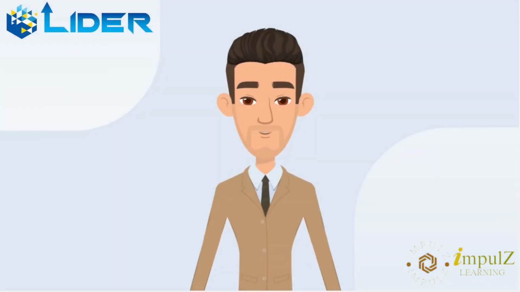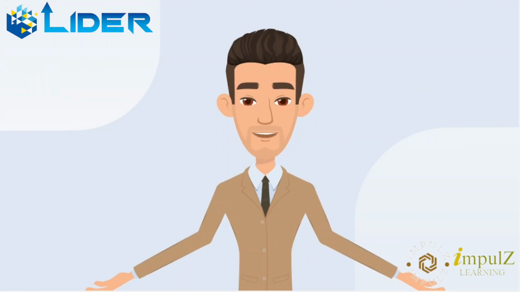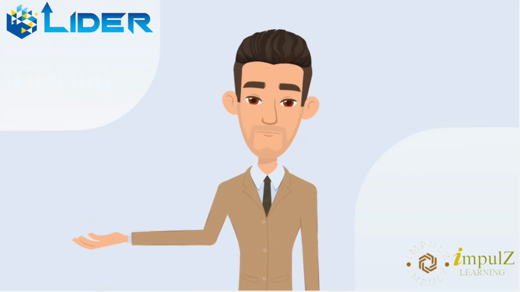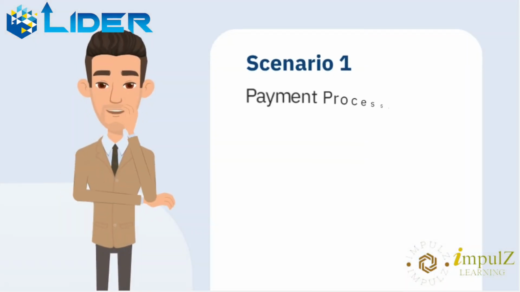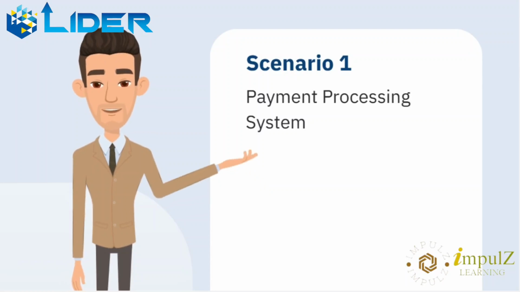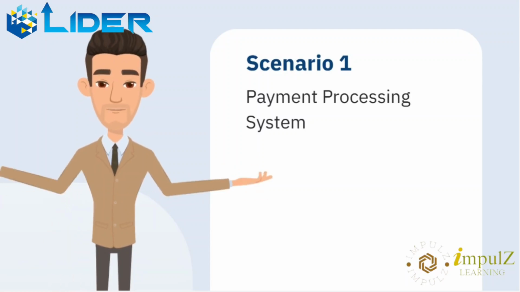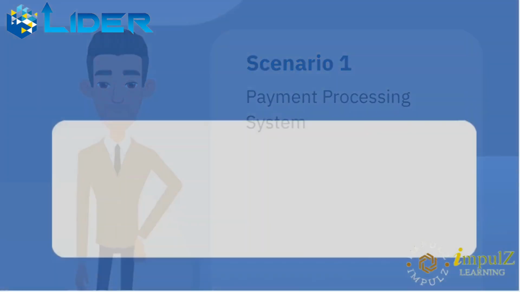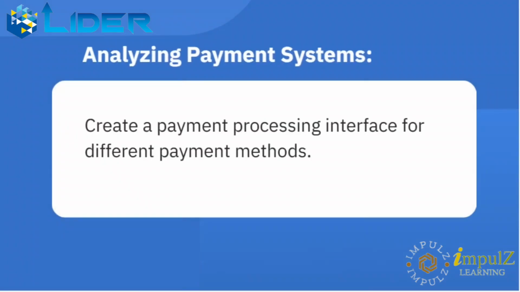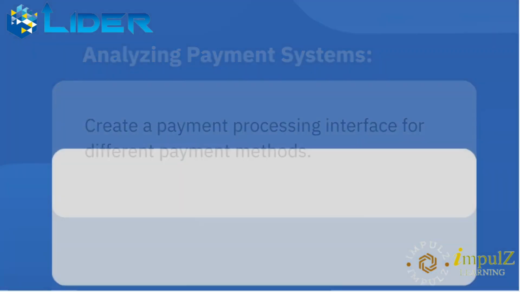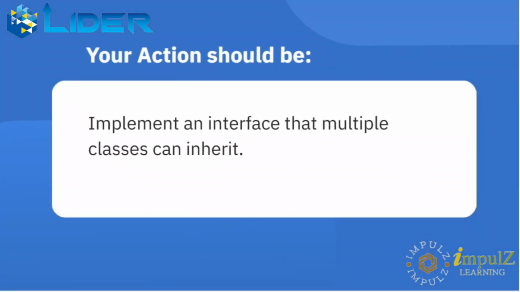Now let's explore practical examples to reinforce your understanding. Creating a payment processing system where different payment methods inherit from a common interface. Analyzing payment systems. Create a payment processing interface for different payment methods. Your action should be: implement an interface that multiple classes can inherit.